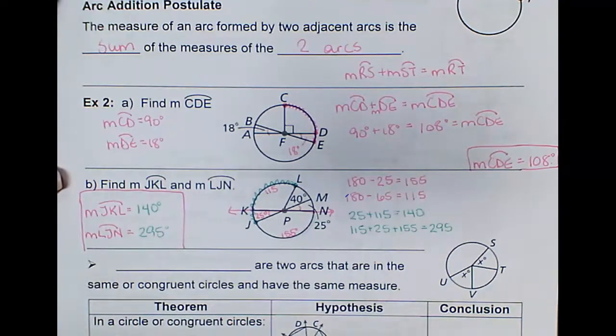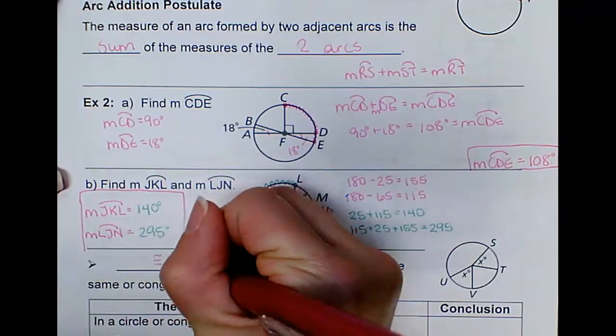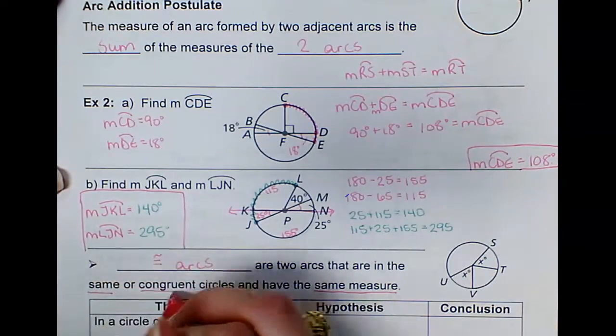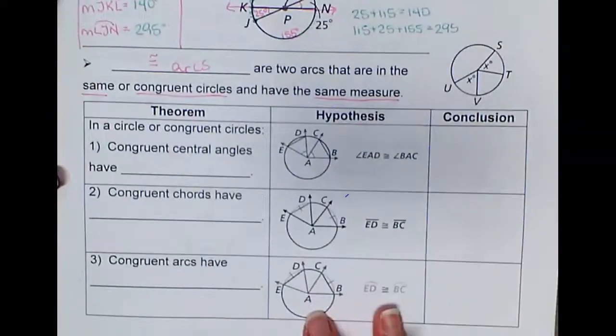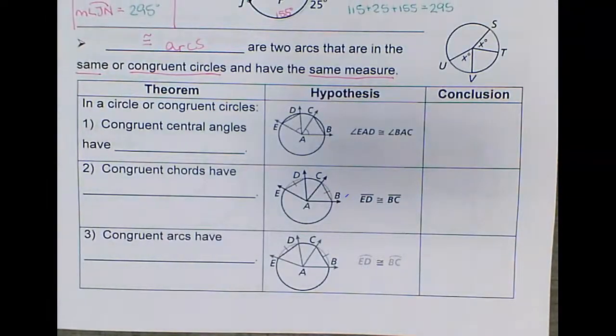So now that we're talking about two arcs, we would say that congruent arcs are two arcs that are in the same or congruent circles, and they have the same measure. So not only do they have the same measure, but they have to be in either the same circle or congruent circles. That way they're the same length. So let's talk about some theorems that we can discuss based on congruent arcs.